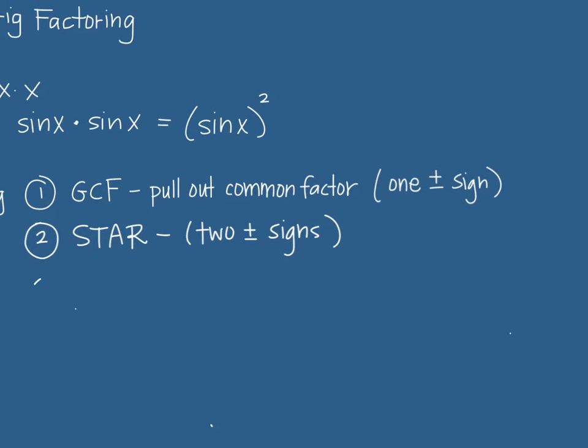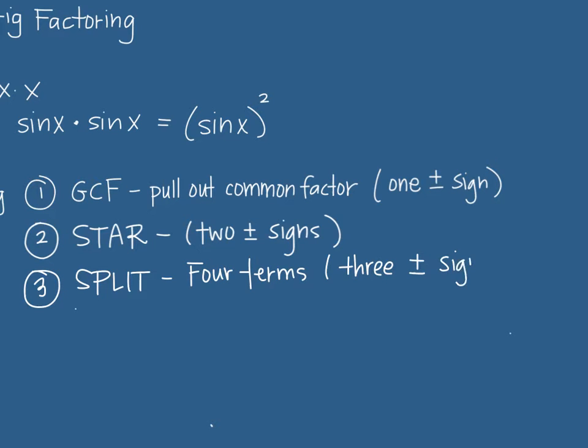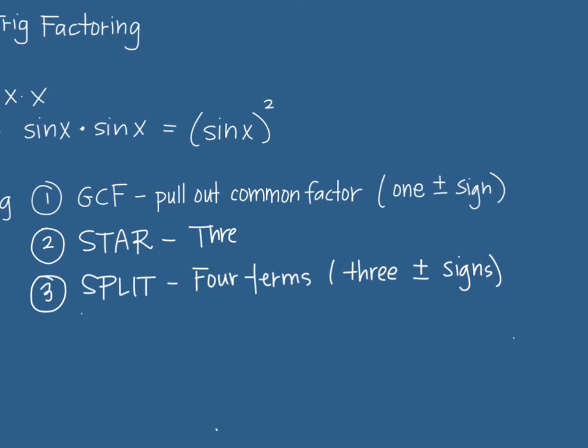And then the last one that we learned of factoring type was split. You have to have 4 terms in order for split to work, which means you need to have 3 plus or minus signs. Maybe I should add after star that you need 3 terms, which means 2 plus or minus signs. Okay, I think that's better. So it kind of just grows. If you only have 2 terms, that's GCF. If you've got 3 terms, that's star. If you've got 4 terms, that's split.